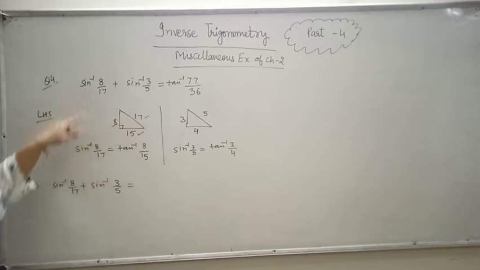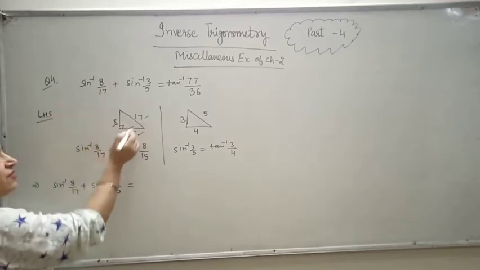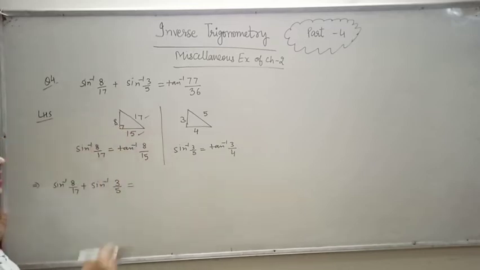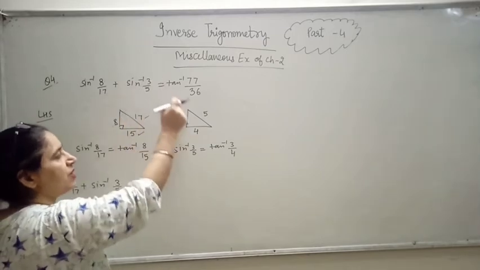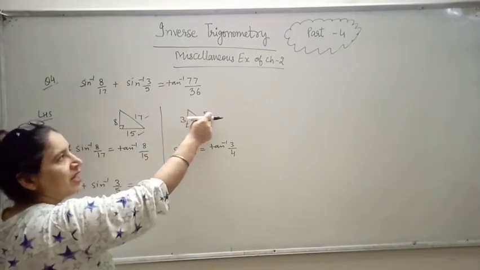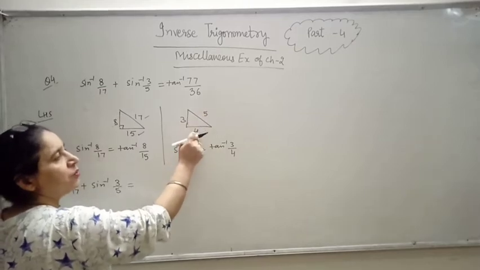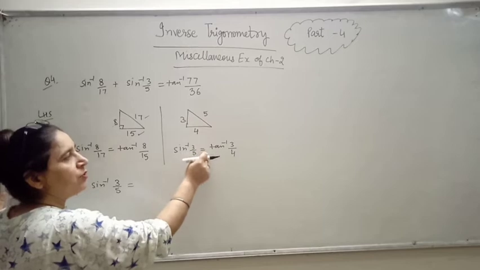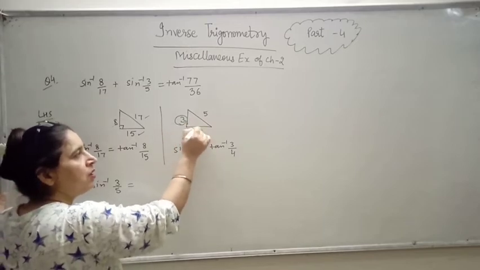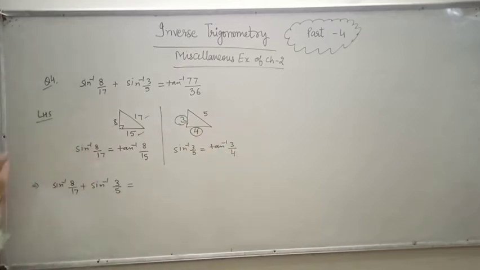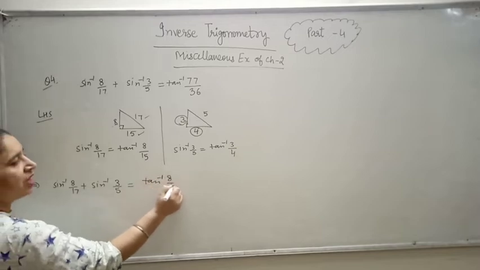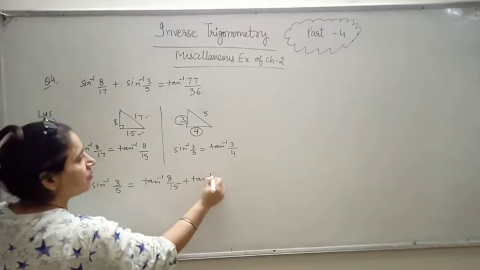So sine inverse 8 by 17 would become tan inverse 8 by 15, perpendicular upon base. Similarly, in this also, sine inverse 3 by 5 means perpendicular upon hypotenuse. By applying the Pythagoras theorem, you can calculate the base, and now sine inverse 3 by 5 becomes equal to tan inverse perpendicular upon base, 3 by 4. So I have converted both of these sine inverse into tan inverse. Now it would become tan inverse 8 by 15 plus tan inverse 3 by 4.